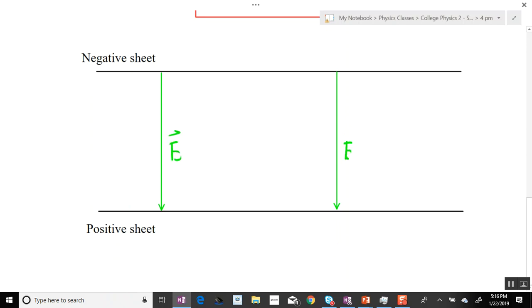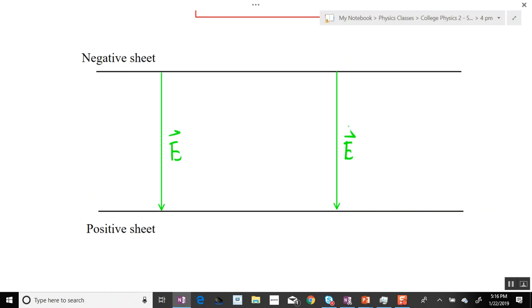Maybe it'd be the negative y direction for this case, but the point is we don't need to specify it. We just need to know what it looks like. Just sketch it. Okay, so does that make sense? How do you find the electric field? Because that could be on test 1.